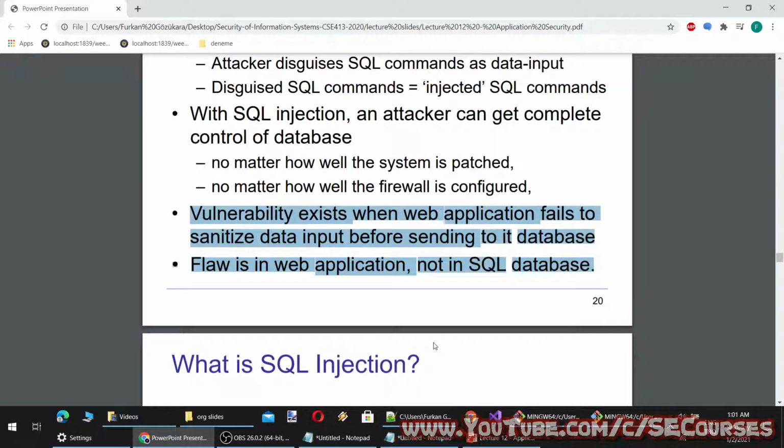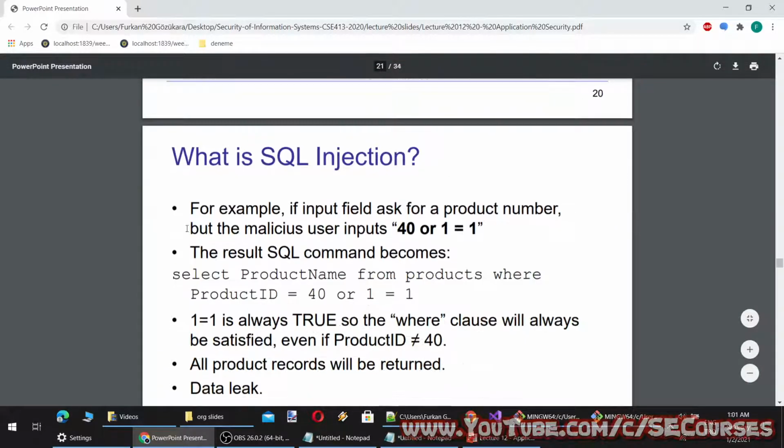The vulnerability exists when a web application fails to sanitize data input before sending it to the database. The flaws are in the web application, not in the SQL database. Okay, sanitizing the data is very important. You should not take anything coming from the client as it is, as raw. You should sanitize your data.